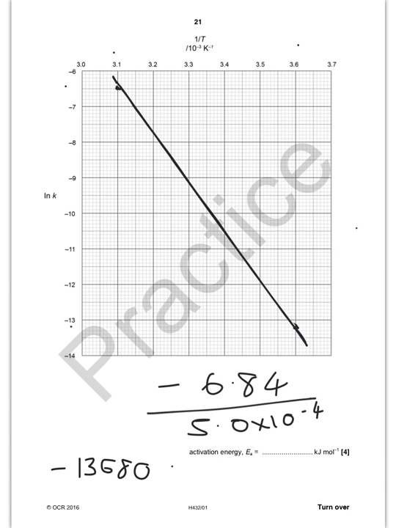13680. Now obviously that is equal to minus EA over R, so you need to times that by your gas constant, which is 8.314, which is on your data sheet. Divide it by 1,000 to then convert it into joules, and obviously you're going to change the sign. So that gives you an activation energy of 114 kilojoules per mole.